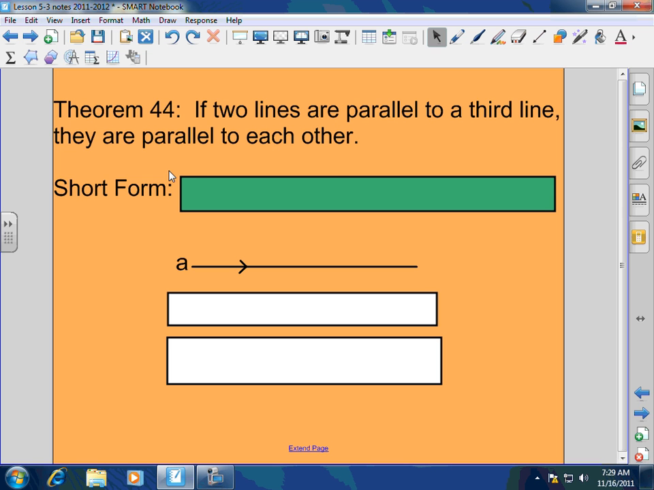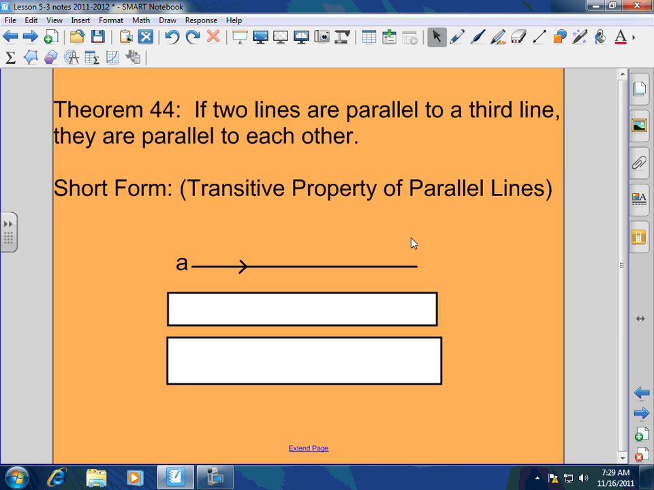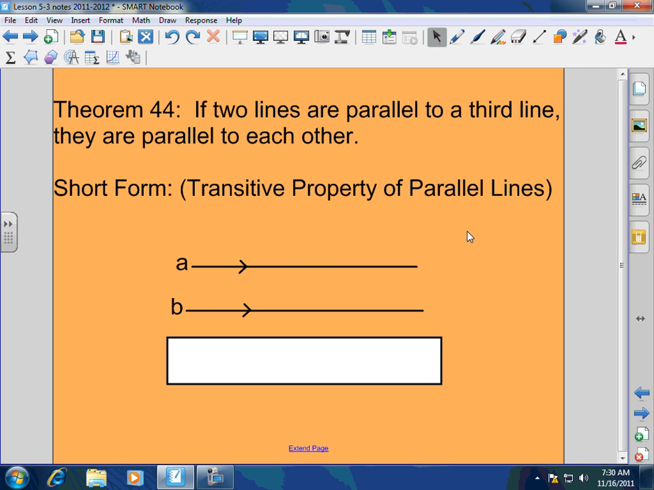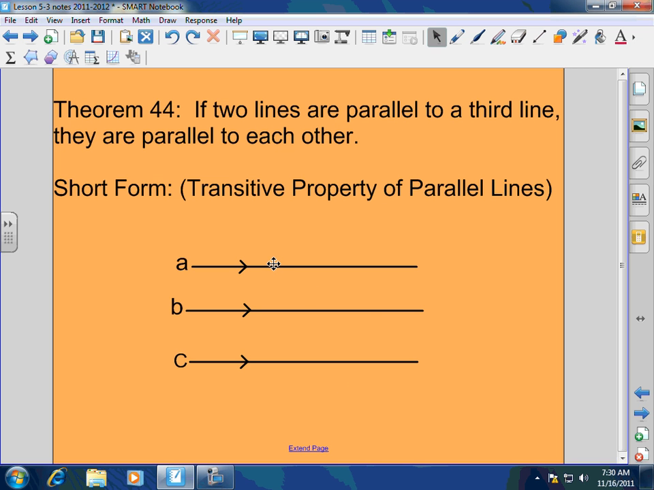Theorem 44. If two lines are parallel to a third line, they are all parallel to each other. This is called the transitive property of parallel lines. This is nice and easy. So basically, if line A is parallel to line B, and line B is parallel to line C, then that means line A is parallel to line C. It's the transitive property of parallel lines. All right, let us move on.